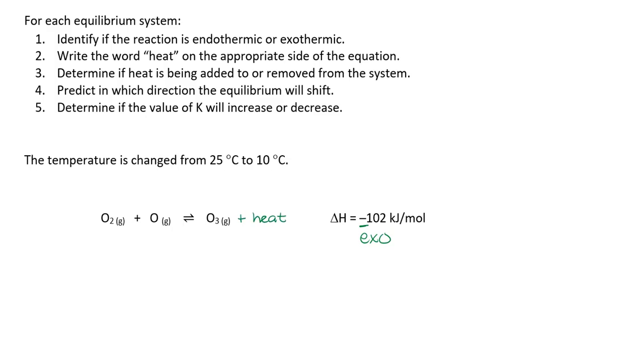Please make sure that you don't skip the step of writing the word heat within the reaction, because the logic follows pretty easily once you have that there as part of the reaction. So we have our heat written as a product. We take a look at what happened with the temperature. In this example, the temperature changed from 25 to 10. So there was a decrease in temperature, which means we removed heat.